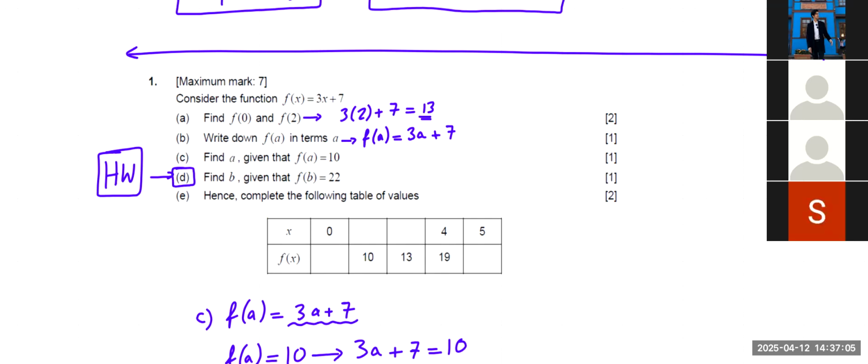You just plug in 0 into it. So what is it going to be? Good job, it's going to be 7. Good. Now, here's a tougher one. f of x is equal to 10. What do you think x is?